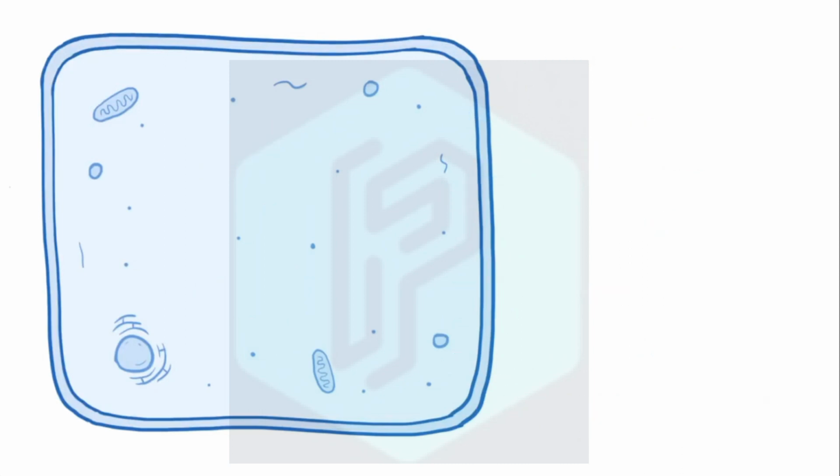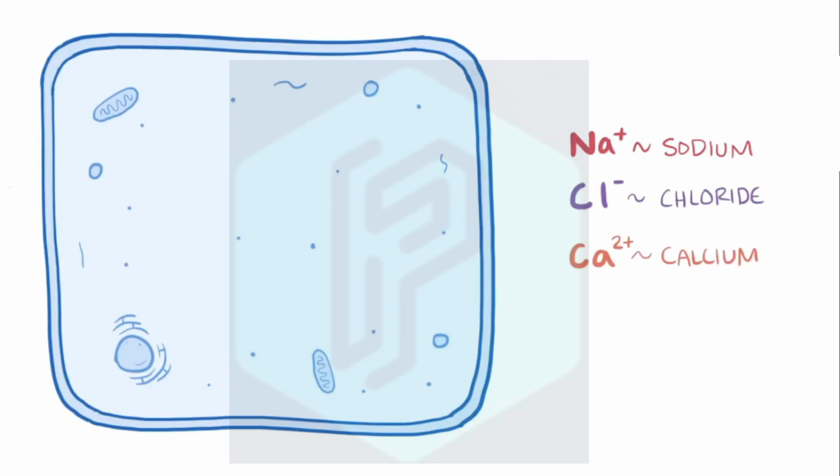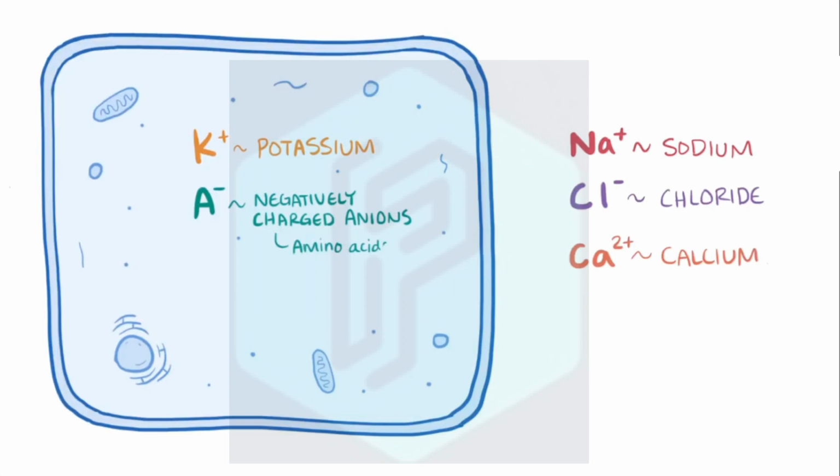Generally speaking, there's a higher concentration of Na+ or sodium, Cl- or chloride, and Ca2+ or calcium on the outside of the cell, and a higher concentration of K+ or potassium and A-, which is just what we write for negatively charged anions, on the inside of the cell. These anions include a variety of amino acids and proteins that are produced by the cell.